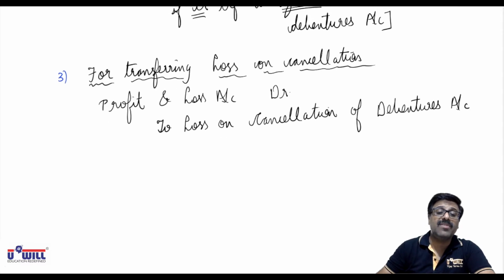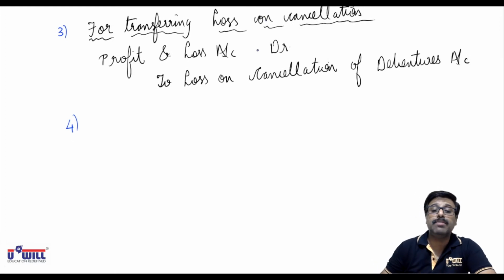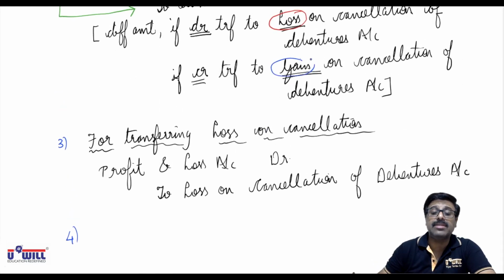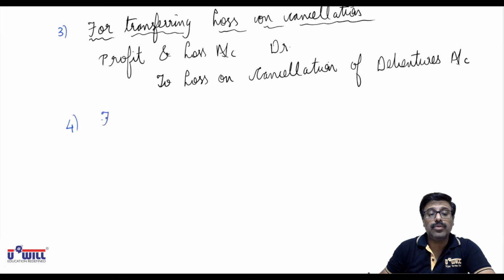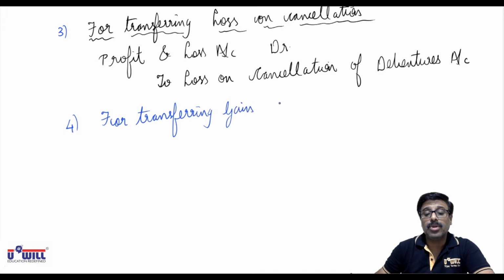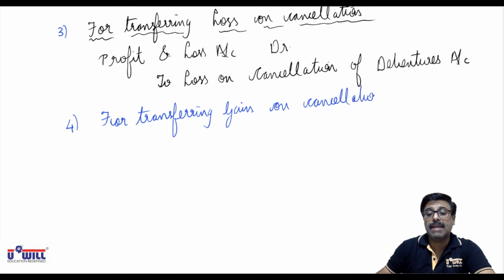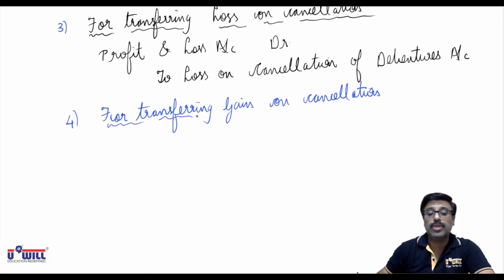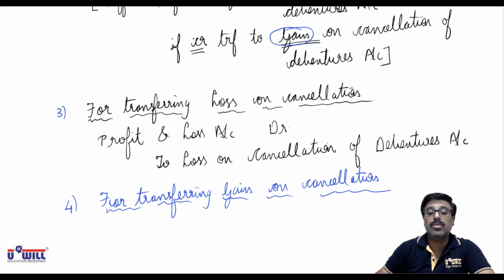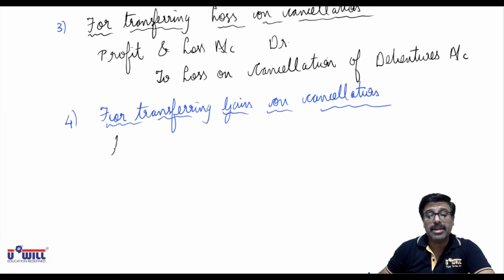And if there is profit, then that is our capital profit in nature, so that will not be transferred to P&L account. If there is gain, then that will be transferred to capital reserve account. So for transferring gain on cancellation, the entry will be, okay, loss would be met with P&L account, but gain would be transferred to capital reserve account. So for transferring gain on cancellation, the entry will become gain we credited. Okay, gain was credited, so that you will reverse and debit.